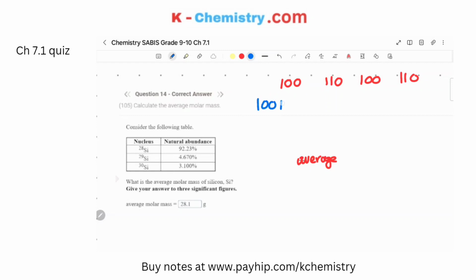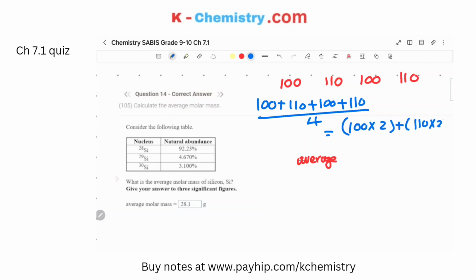I will say 100 plus 110 plus 100 plus 110, over 4 students. Or I can say this is 100 multiplied 2 times, in addition to 110 multiplied 2 times, divided by their count, which is 4. I'm going to do the same thing here.